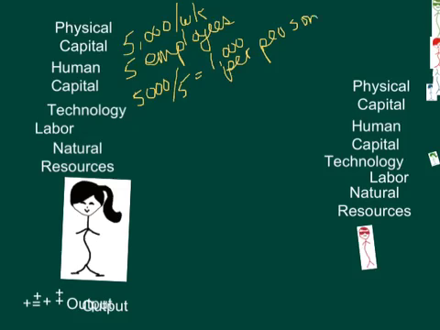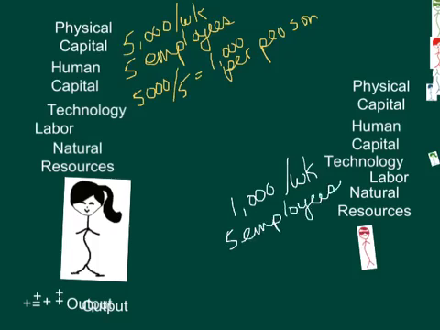Whereas, let's say that Joe is producing 1,000 gallons per week, and he's got 5 employees. And he's only producing 1,000 gallons a week because of the resources that he's using. He's got a much slower or smaller production function. And so his output per employee would be 1,000 divided by 5, which is 200 per person. Okay, so gallons per person.